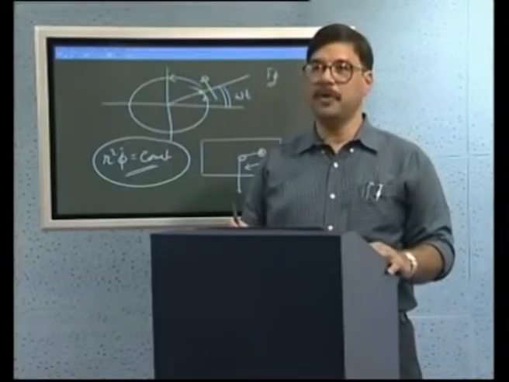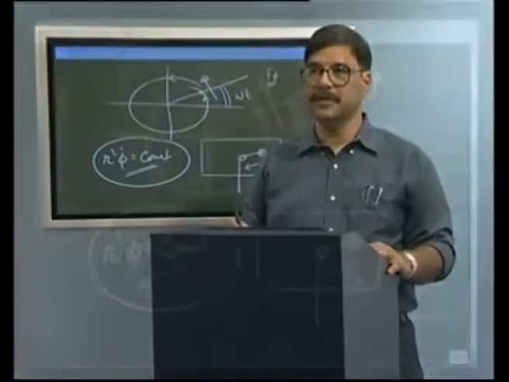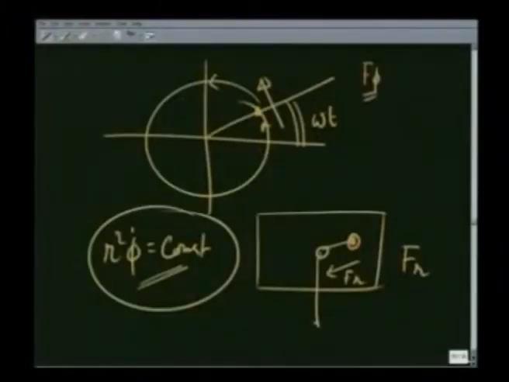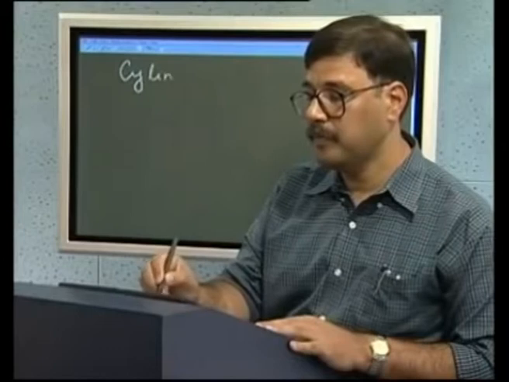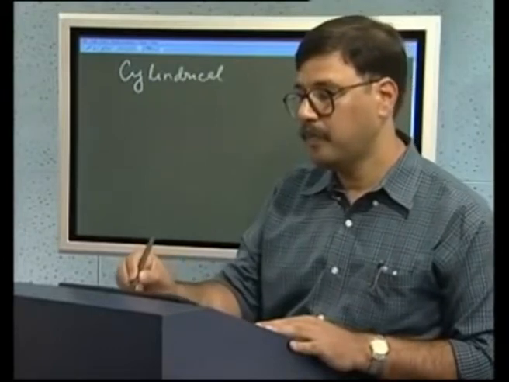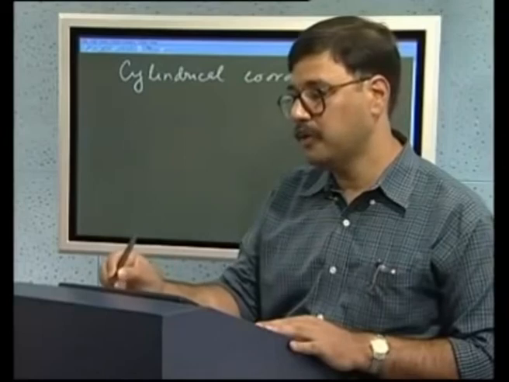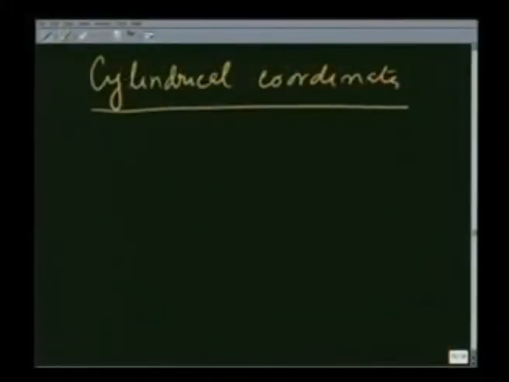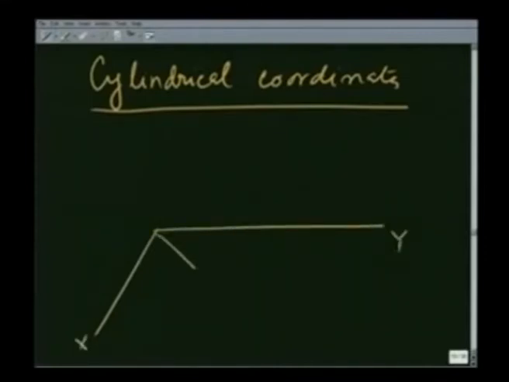Having done the planar polar coordinates, the obvious question to ask is, what is the corresponding system of coordinates if I want to describe a three-dimensional motion? A very straightforward extension of this to 3 dimensions is the cylindrical coordinates, in which I describe the motion in the xy plane in terms of this r and phi. Notice how I have changed the orientation of x and y, and it will require some getting used to.